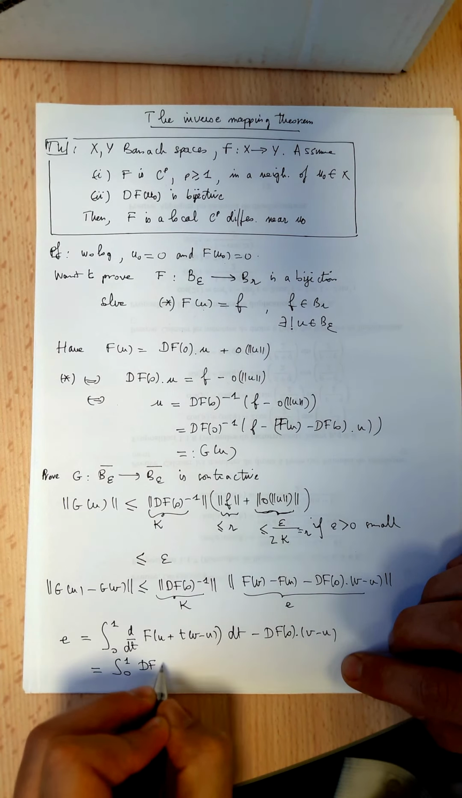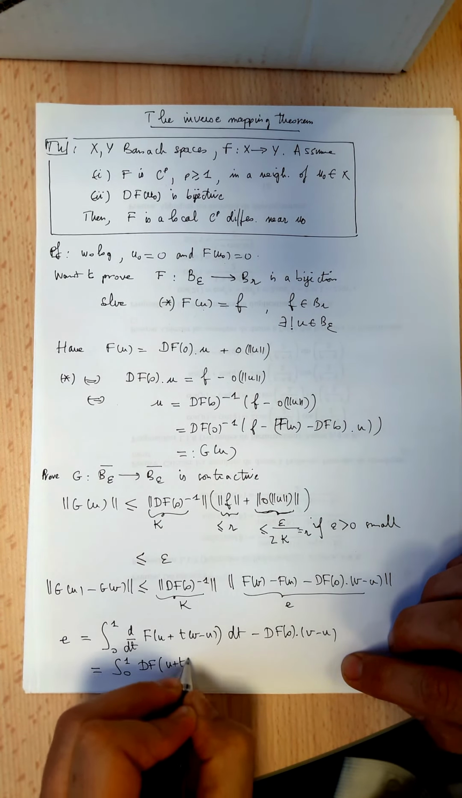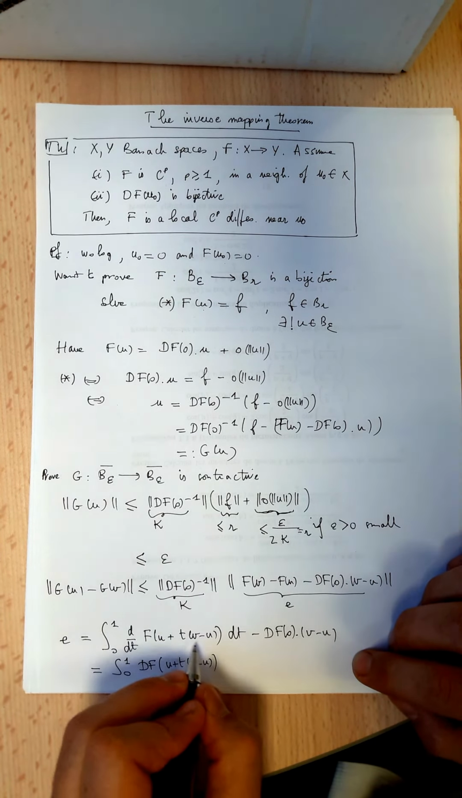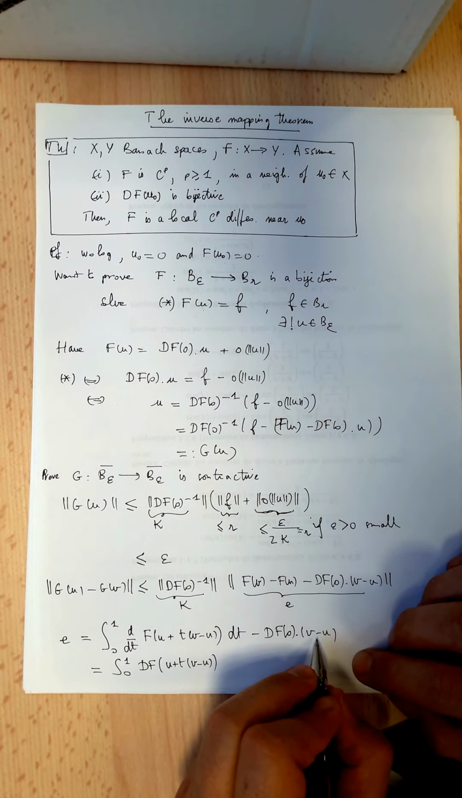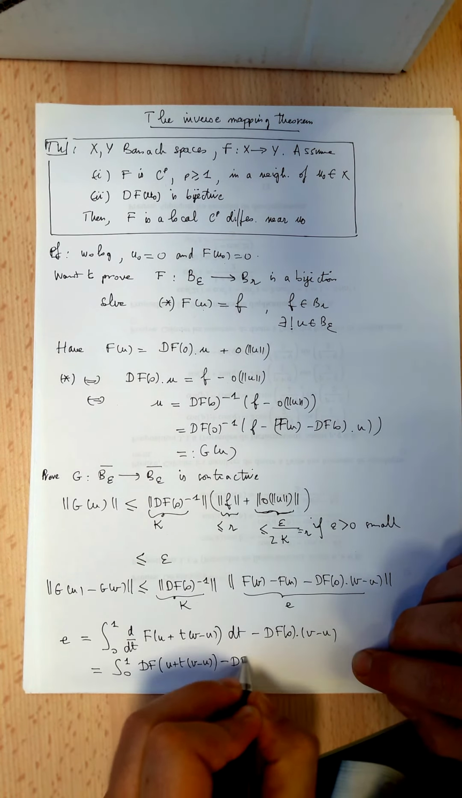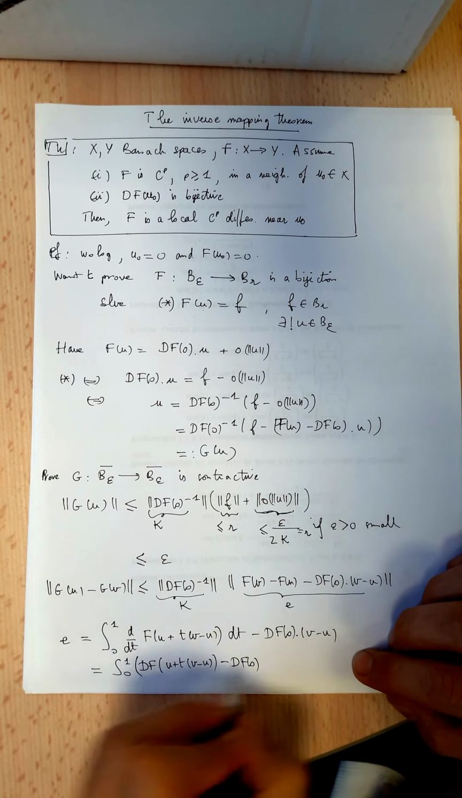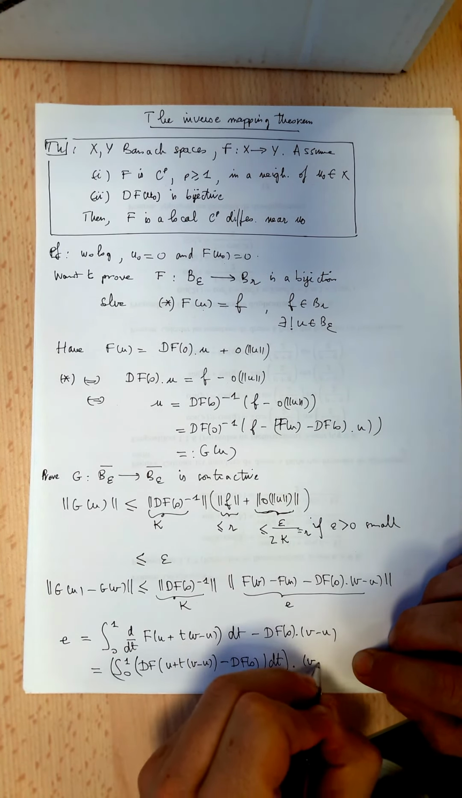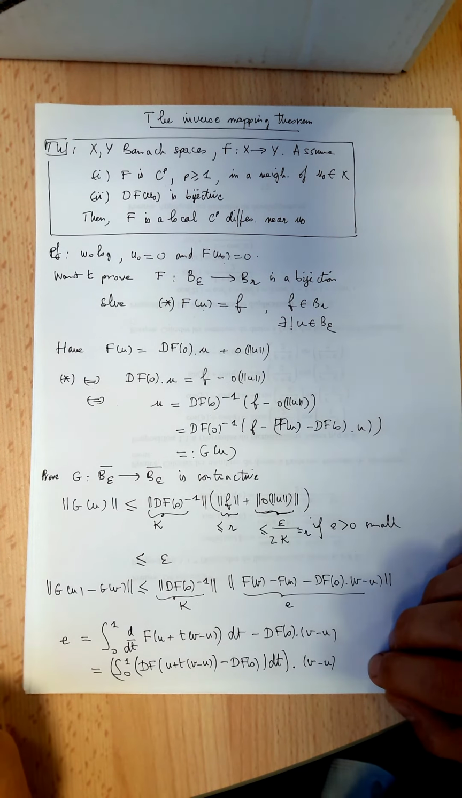The differential of f computed at this intermediate point, u plus t times v minus u, the whole thing applied to v minus u, which is also a common factor here. So I might as well factor it out, even put it out of the integral since it does not depend on t. And we are left with this expression.